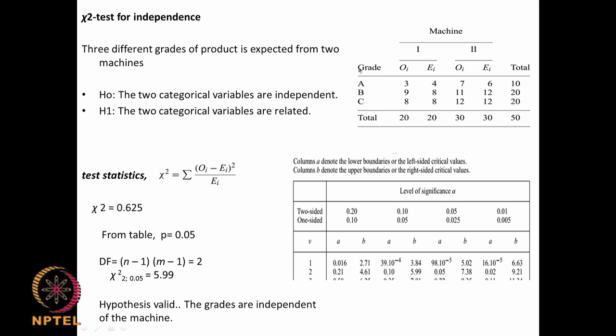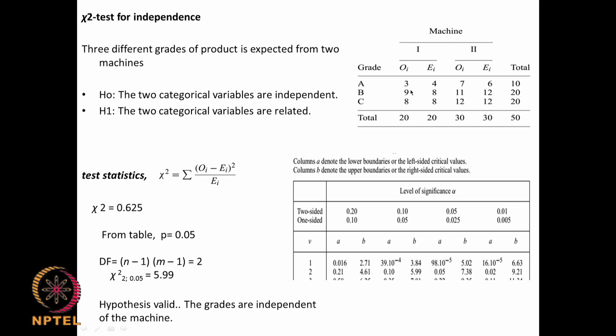So, let us look at a problem. Three different grades of product are expected from 2 machines. There are 2 machines, 3 different grades of product. What is the H naught? The null hypothesis is they are independent. The alternate is these two are related with each other.